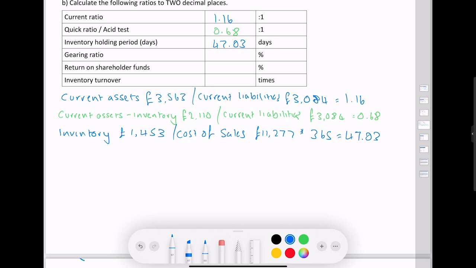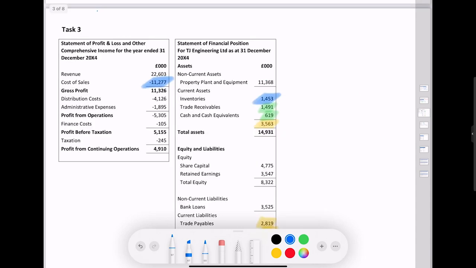Now, the next one on our list is our gearing ratio. And although there are two ways of calculating the gearing ratio, there's realistically only one that generally gets tested within the exam, and that is debt divided by debt plus equity. And when we're referring to debt, we are on about our non-current liabilities. Okay, so to calculate this one, let's just jump back up to our statement of financial position. So here you can see that we have our non-current liabilities of 3,525,000, and our equity figure of 8,322,000.